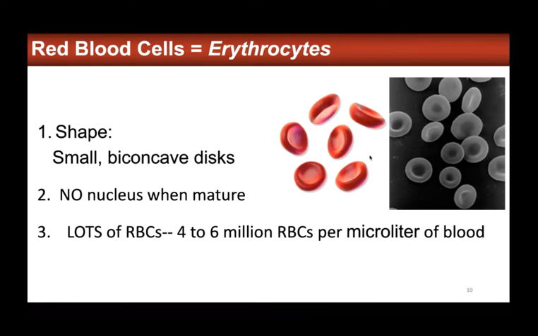And by the way, a microliter is 1/1,000,000th of a liter. So if you figure out whether you think you have 4, 5, or 6 liters of blood, depending on your size, multiply that by 1,000,000 and then multiply it by 4 or 6 to figure out how many red blood cells are floating around.